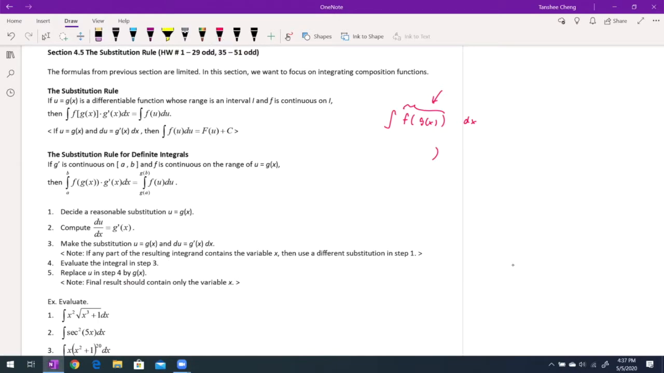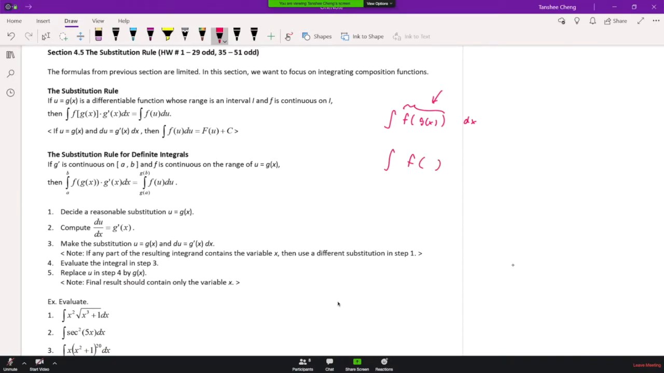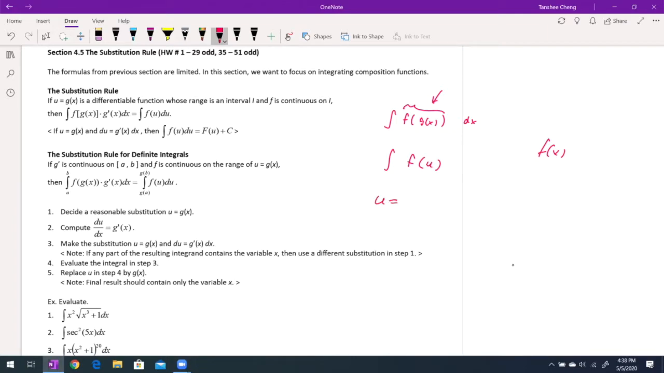So the idea is to rewrite this function as f of some easy input. We always have f of x, but in this case we will be talking about f of u. Why? Because that u is going to represent the g of x function. And because you're substituting with u and the variable changes, the dx needs to change to du, because you are now integrating with respect to a different variable.